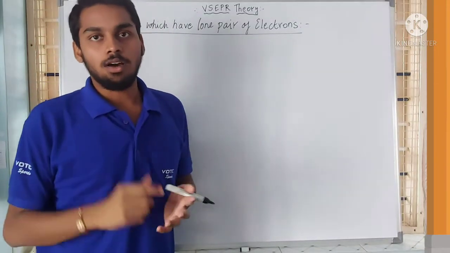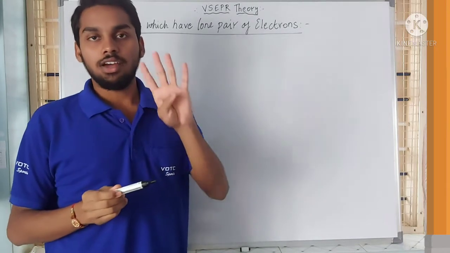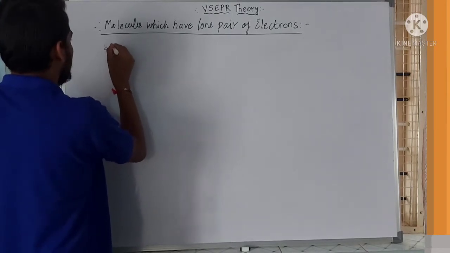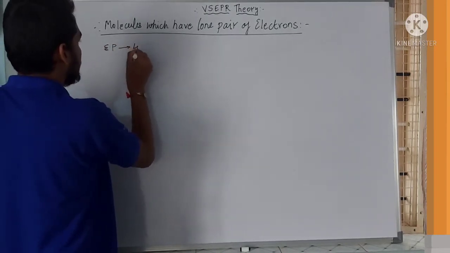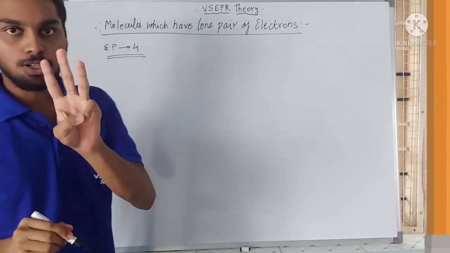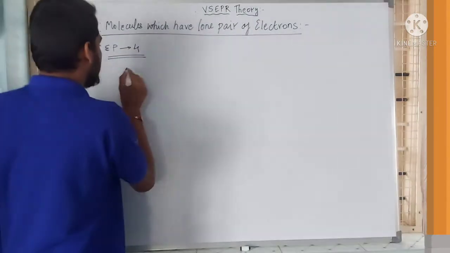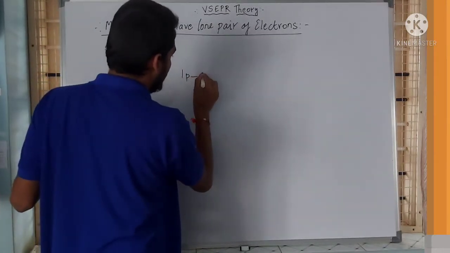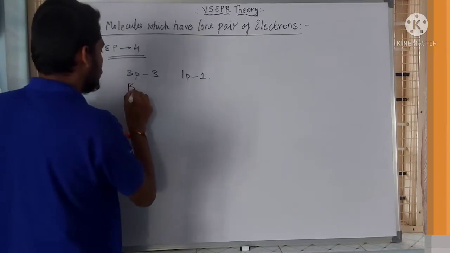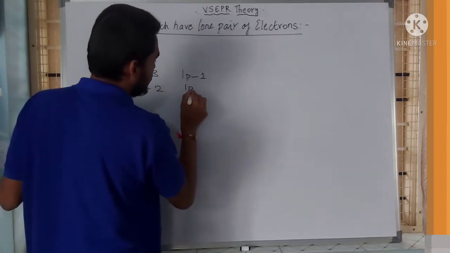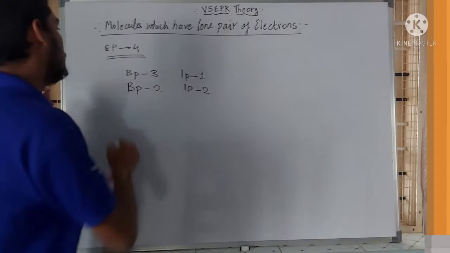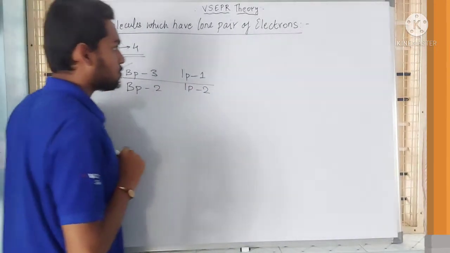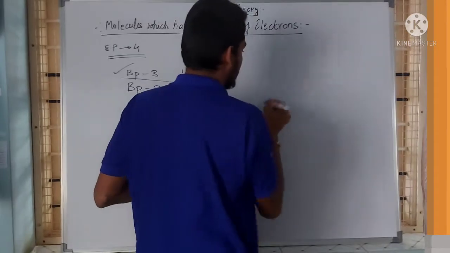Now let us move to the structures which have 4 electron pairs. If the electron pairs are 4 in number, there are 2 possibilities: either 3 bonded pairs and 1 lone pair, or 2 bonded pairs and 2 lone pairs. Now first we will go with the 3 bonded pairs and 1 lone pair. So let us see the structure, how it goes.